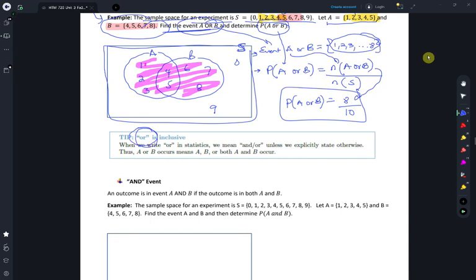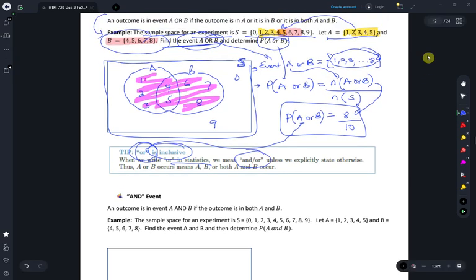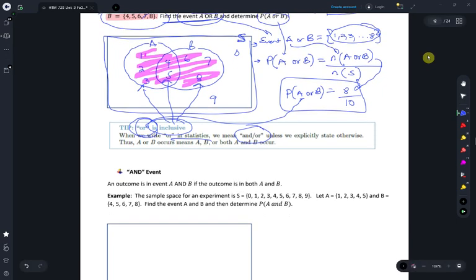The use of the word "or" in this context is used in the inclusive sense in statistics. This means it includes both those who are in A only, those who are in B only, in other words, A or B, and those who are in A and B. Let us consider the AND event. You will notice that in the case of these two events, these events are not disjoint because they have something in common. So, what do they have in common?